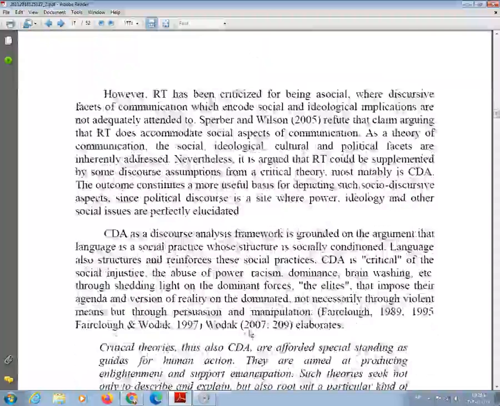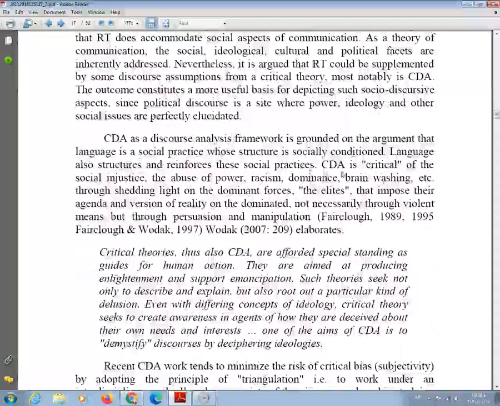Let's see what's meant by critical discourse analysis. This is a definition. CDA is critical of social injustice. احنا قلنا ان هو الأول it's a sub-branch of discourse analysis, and it is critical of social injustice, the abuse of power, racism, dominance, brainwashing, and all these things. And it's critical of all these things through shedding light on the dominant forces, the elites that impose their agenda and version of reality on the dominated.